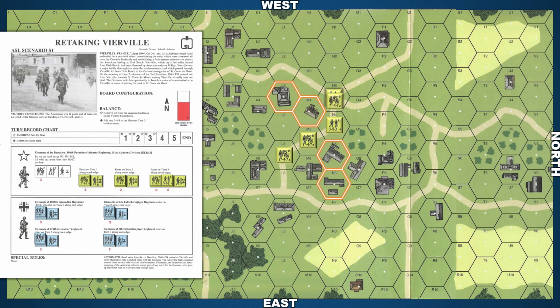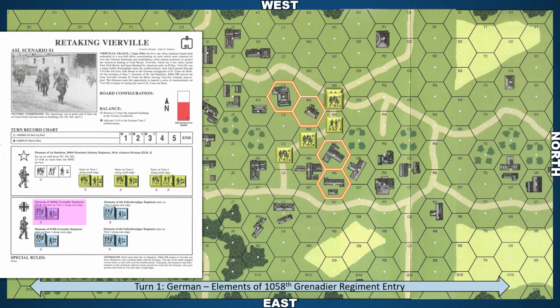For turn 1, the Germans have 2 separate forces to position. The first group of counters are for 3 squads and 1 leader of the 1058th Grenadier Regiment. These counters may be placed anywhere along the eastern board edge. The exact entry point and approach strategy to the building objectives is what gives this game its replay value. The second group of counters, the 919th Grenadier Regiment, comprised of 3 squads and a leader, enter along the west map edge.